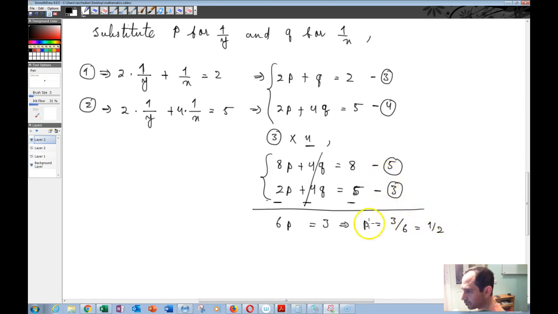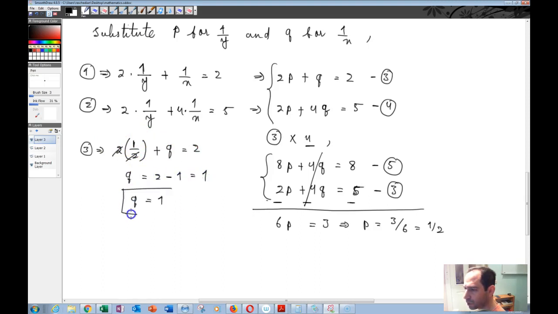So if p is equal to 1 half, then take equation number 3 and write 2 times p, which is equal to 1 half, plus q is equal to 2. These two will cancel out, so q is equal to 2 minus 1, which is equal to 1. Q is equal to 1, and p is equal to 1 half. 1 half and 1.